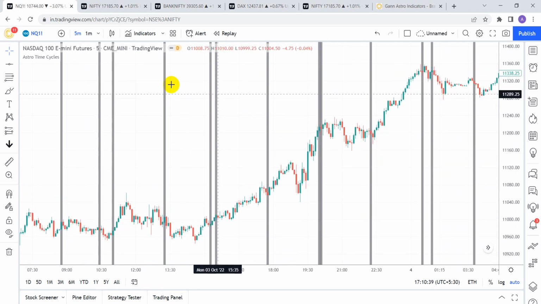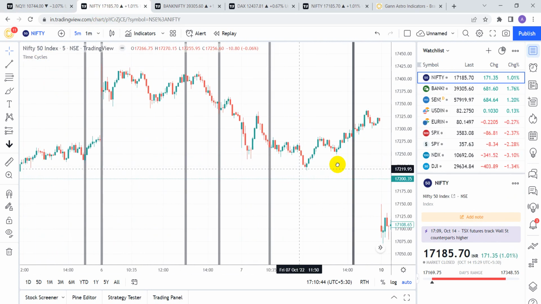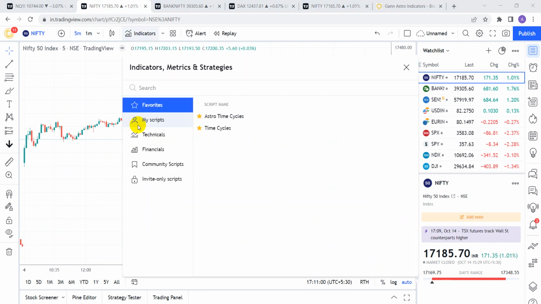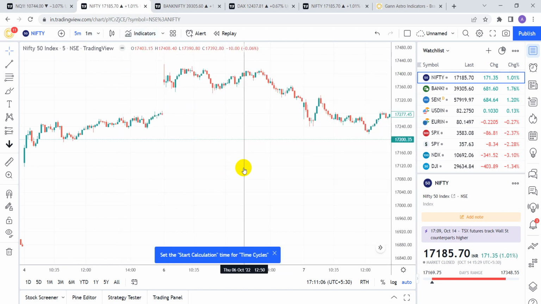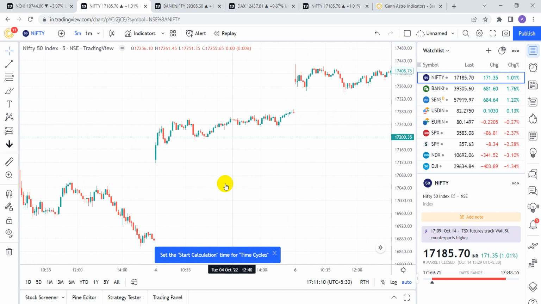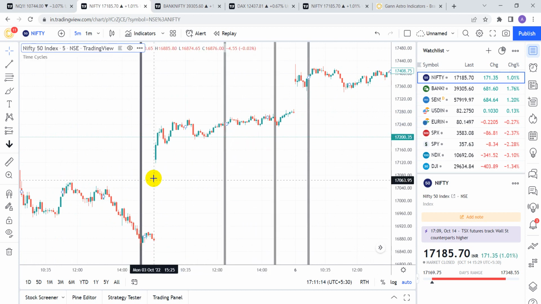So this is one indicator, and the second indicator I'm talking about is the Gan cycles. What you have to do is, again, go here and select a time cycle. This is the Gan cycle indicator. Now you need to select a major top or bottom. Like here, the market made a bottom. You apply it here, and it will automatically draw these lines.